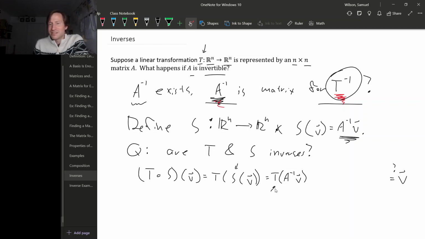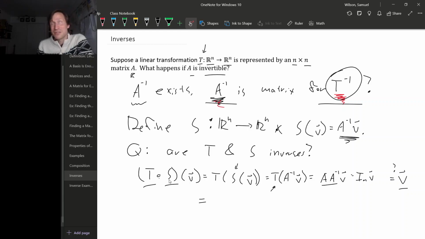And then, well, what is T? Well, we know the matrix for T. It's A, right? So this is A times A inverse of v. But A times A inverse of v, that's the identity of size m times v. And so we're done. T composed with S of v really is just v.